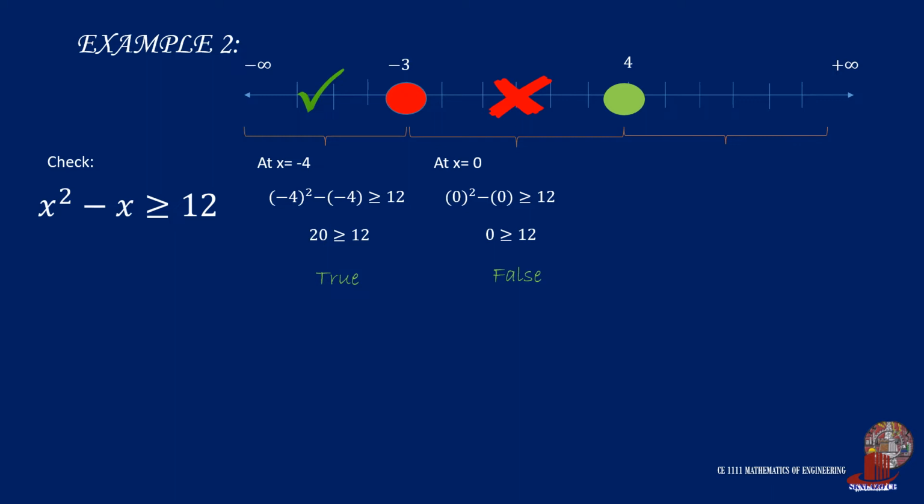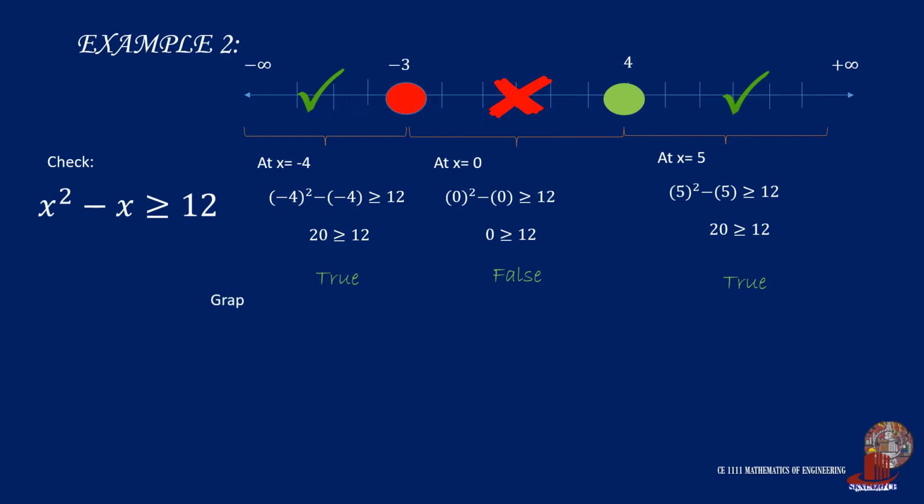The last range has a lower limit of 4 and extends to positive infinity. Say we take 5 and placing it in the inequality, we get 20 is greater than or equal to 12. This is a true inequality.